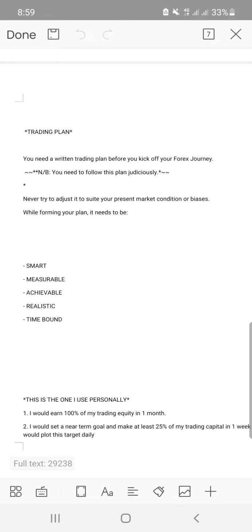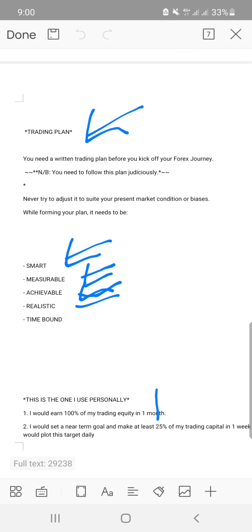Okay, the next topic we're going to be talking about is the trading plan. One of the main things every trader must have is a good trading plan. Most people fail in trading because they don't have a plan on what their objectives are, how much their profit target is, how much they're willing to lose, what their aims and objectives are. These are some of the things I outlined here. Your trading plan must be smart: it must be measurable, achievable, realistic, and time bound.